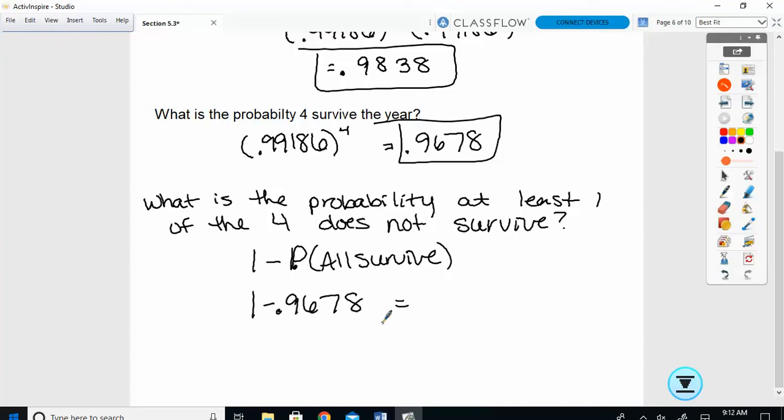So does everybody understand why we're doing that 1 minus there? It's only because these two things are complements. Together, they give us every possibility. Either everybody survives or they don't all survive. Those are the only two options there. I didn't ask what's the probability that all 4 don't survive. That would be a different question. Then they would not be opposites. But in this case, they are. Is that all right? So why don't you guys do this one?